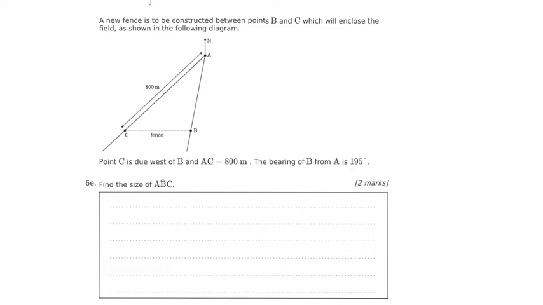in the diagram. Point C is due west of B, and AC is 800 meters. The bearing of B from A is 195.